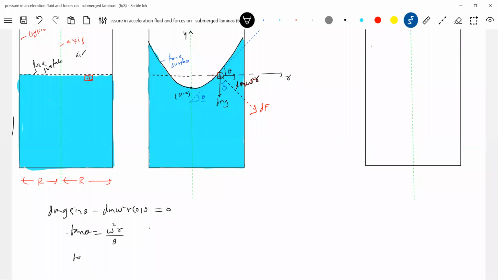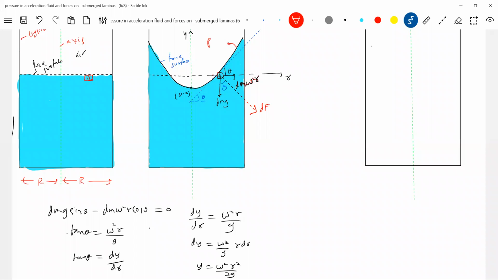So from the diagram, equating these two, dy by dr equals omega square r by g, which gives y equals omega square r square by 2g. Look at the free surface, it will take a parabolic shape. So the shape of this free surface will be a parabola in the plane diagram. It will be a paraboloid in the 3D diagram.